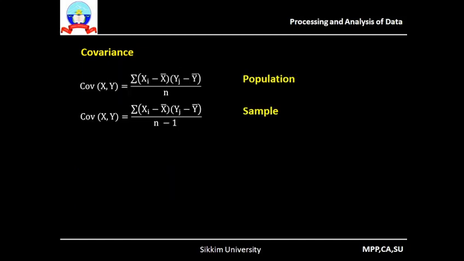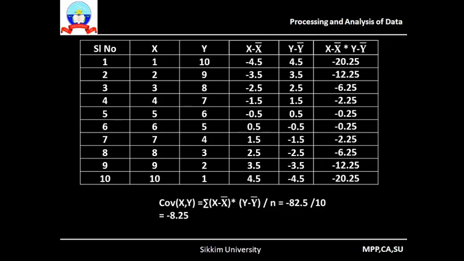The representation for covariance is as follows. Covariance of x and y is equal to the sum of product of differences of the values in the data point from the respective mean divided by the total number of instances. So depending on whether we are finding population covariance or sample covariance, we may divide the sum by n or n minus 1 respectively. So let us try to understand covariance with the help of an example.